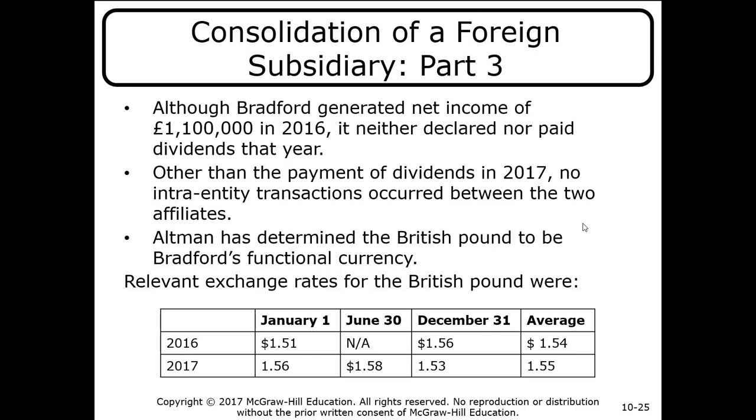This is to the US dollar, so this is a direct quote, I'm sorry, this is a direct. We're going to multiply because the rate is to the US dollar and translate that. Then we have an average for 2017. We have also a specific spot rate of $1.58 on June 30th, which is the date of the dividends.